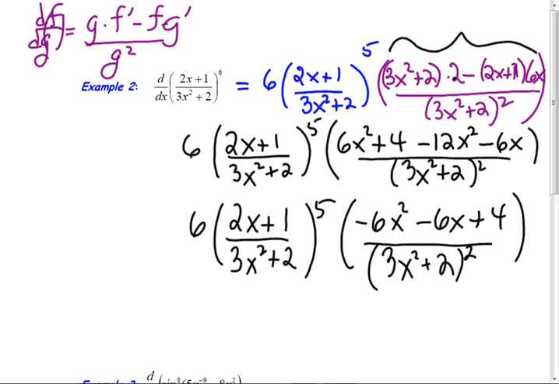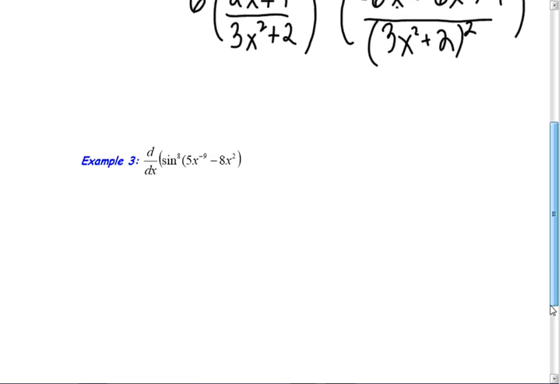Okay, you guys, it won't be as complicated on the exam. 6x squared minus 12x squared is minus 6x squared, minus 6x plus 4. That's not squared. What's not squared? 12x squared. Yes, it is. Oh, did I read it wrong? No, I might have read it wrong. No, that's 6x. Okay. Let's try the next one, and then we're going to do some homework problems.